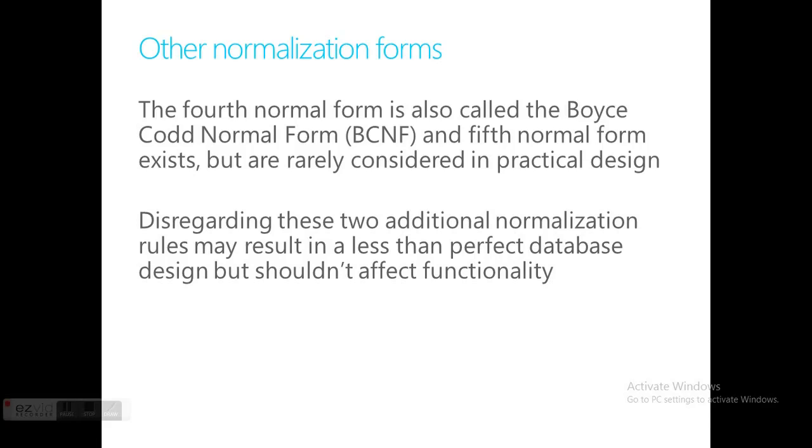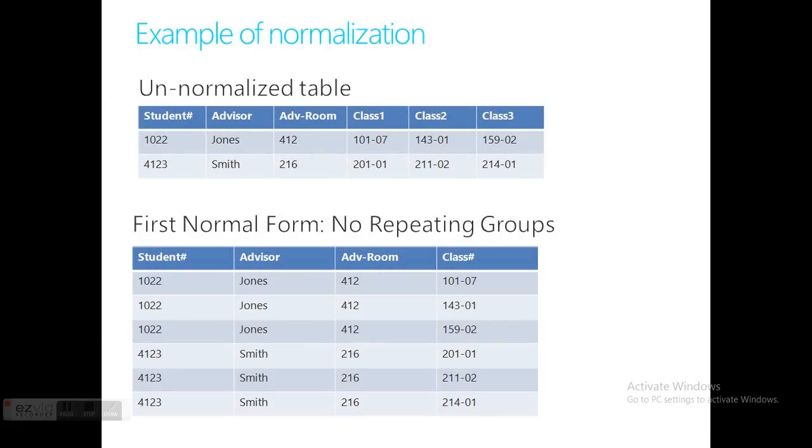The 4th normal form is closer to Boyce-Codd normal form, but disregarding it in the data modeling technique may lead to a less perfect database but doesn't affect the functionality of the actual database. So we'll see these first 3 normal forms in more depth with an example.